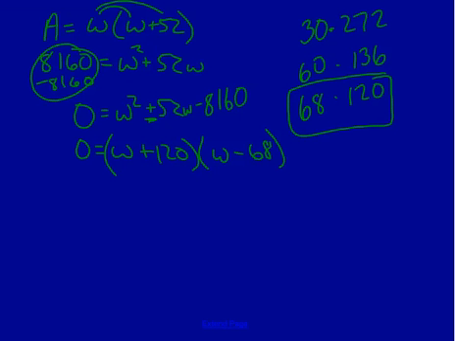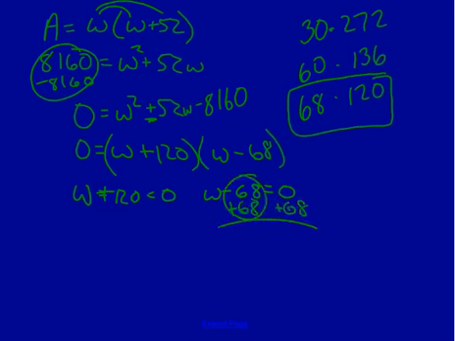Now, I extended the page so that we could see W, the width. The width plus 120 could be 0, or the width minus 68 equals 0. So we could add 68, the width could equal 68, or we could subtract 120, or the width could equal a negative 120.